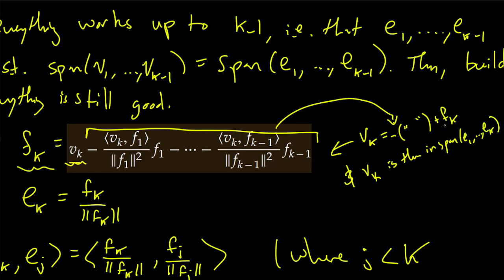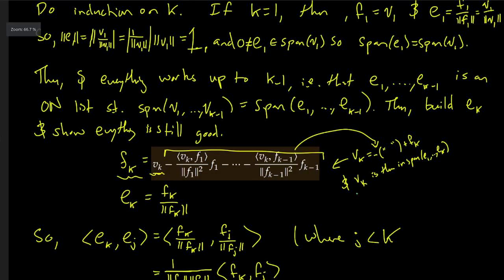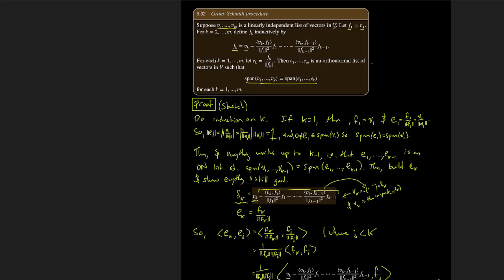All of these things are in terms of f1 through fk, right? The fi's, let's call them. And all of these fi's are just scalar multiples of the ei's, right? The only difference between fi and ei is whether or not you've divided by the length of fi. So we're good to go. Okay, nice. Not too bad. So that's the idea of the Gram-Schmidt process.